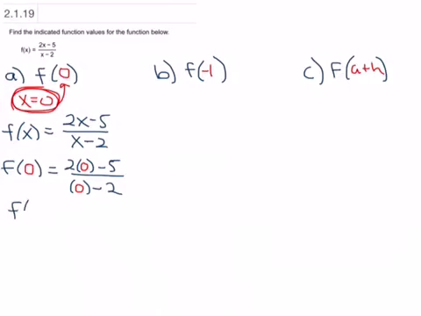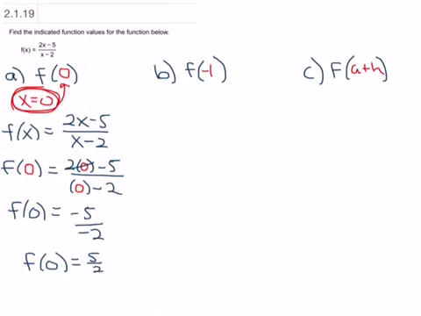So let's see, this was f of 0. 2 times 0 is 0. So 0 minus 5 is negative 5 in the numerator. And in the denominator, 0 minus 2 is negative 2. And the only way that's going to simplify is a negative divided by a negative is positive. So I have f of 0 equals 5 halves.